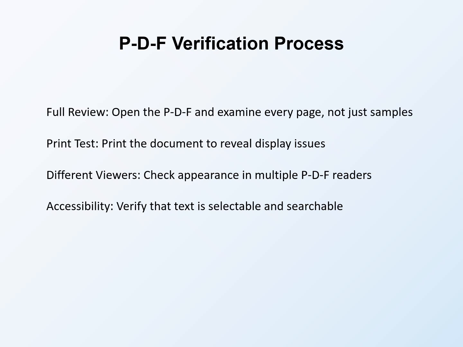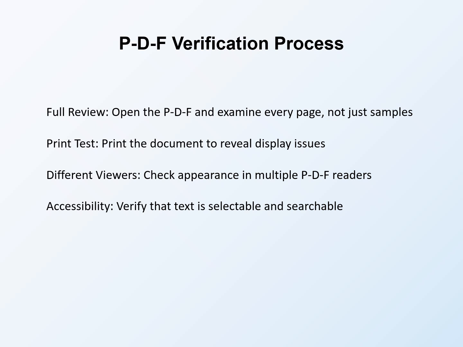A thorough PDF verification process catches problems that quick glances miss. Following this process systematically protects your application. Full review means opening the PDF and examining every page, not just sampling a few pages. Problems can occur anywhere in the document, not just at the beginning. Scroll through the entire PDF page by page, verifying layout, formatting, graphics placement, and text appearance. This complete review takes time but catches problems that partial review misses.